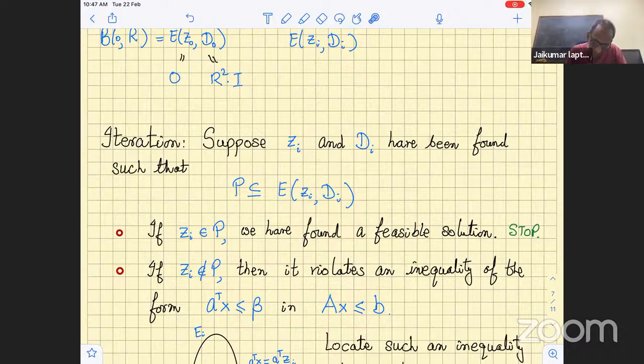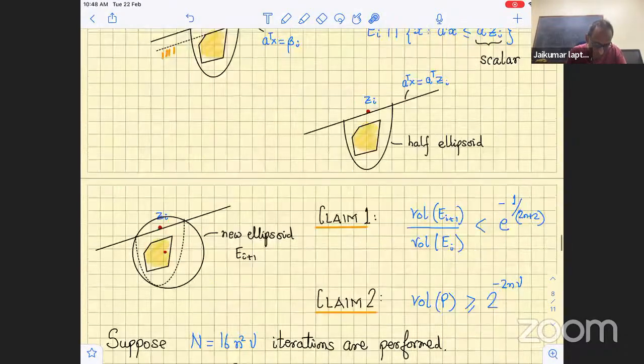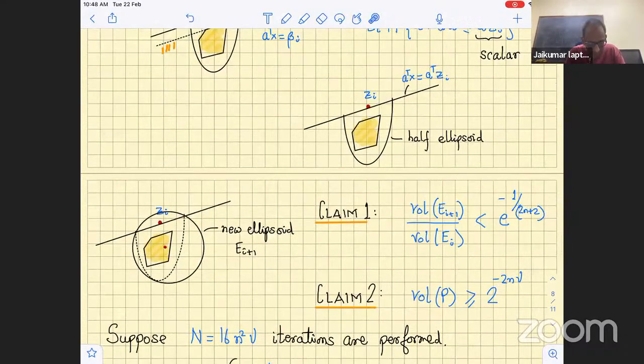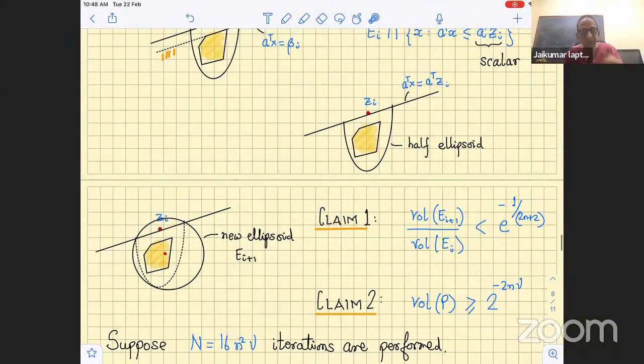So the next ellipsoid center will be called Z_{i+1}. In my picture, it happens to be feasible, but it could have been outside. We don't know. Okay, and we repeat. So now we've got an honest ellipsoid again. We take its center. We ask, is it feasible?